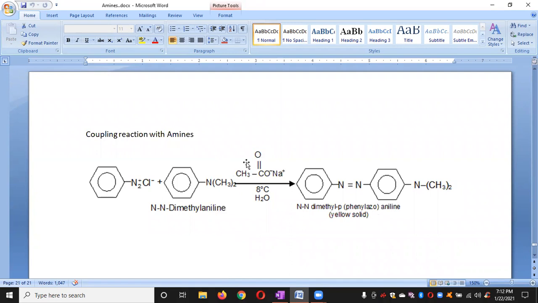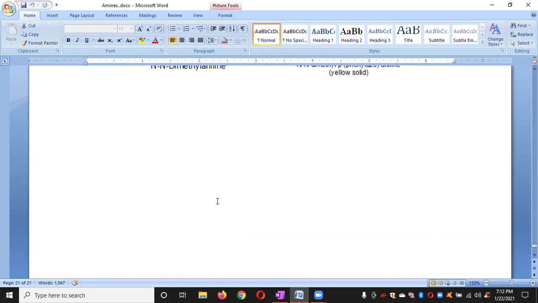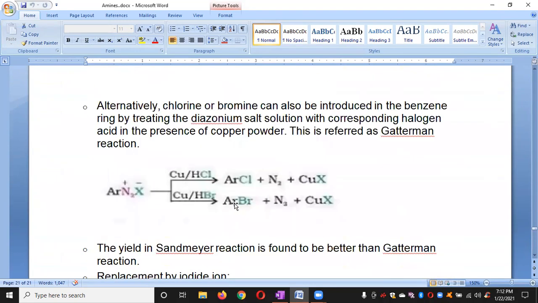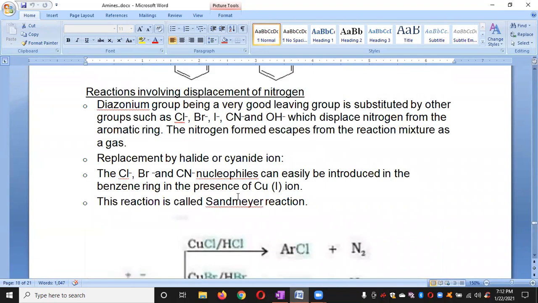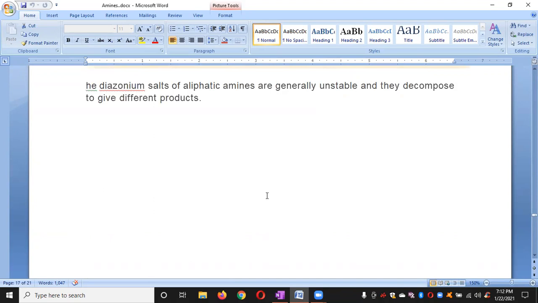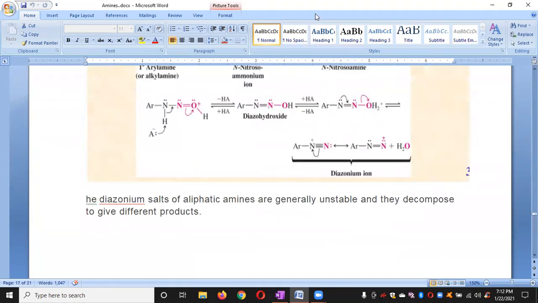So this is one more reaction. This is known as N,N-dimethyl phenyl aniline. It is a yellow colored solid. It is also one type of dye. So with this we have completed amines. The leftover topics in organic chemistry are cyanides and isocyanates. Tomorrow hopefully we will finish cyanides and isocyanates, thereby we finish our organic chemistry.